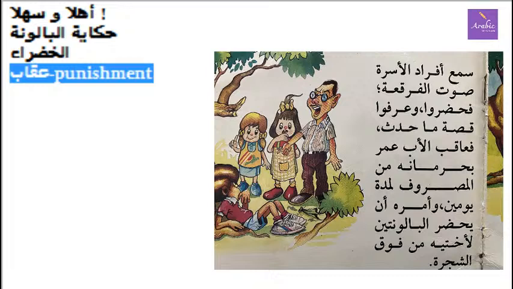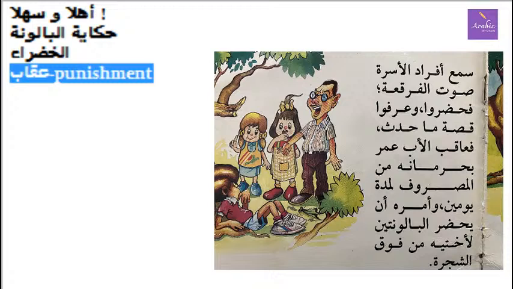Okay, عقاب, punishment. So فعاقب الأب عمر, so the father punished عمر, the child, بحرمانه من المصروف. What does it mean, حرمانه من المصروف? حرمان is to let someone not have something. And this person, when we describe them, he is محروم. محروم من الطعام. طعام is food, so he's not allowed to eat. محروم من الشراب, he's not allowed to drink. So حرمان is, I think in English, to deprive.